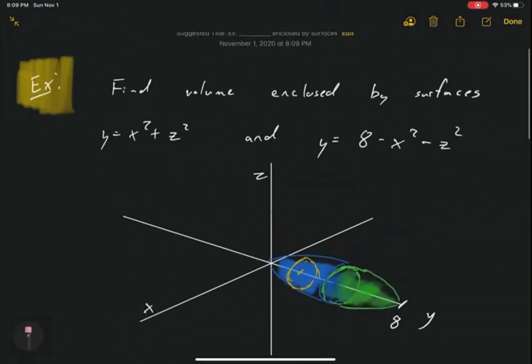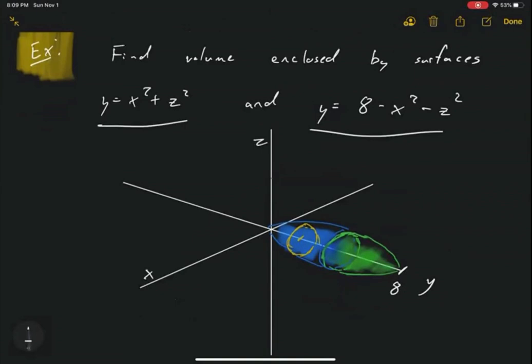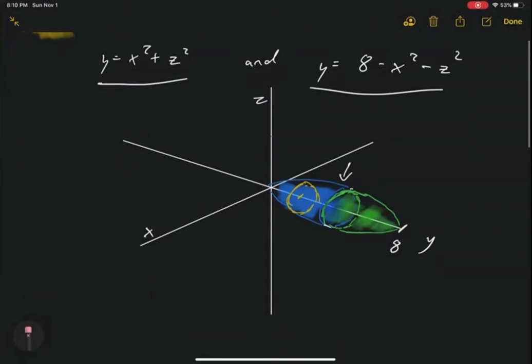If you graph these curves to get a picture of what your region looks like, you end up with this picture below. Y equals x squared plus z squared is this blue curve that continues widening like this, right? And y equals 8 minus x squared minus z squared is this green curve. The area enclosed by them both is this oblong, football shape. So this is our region.